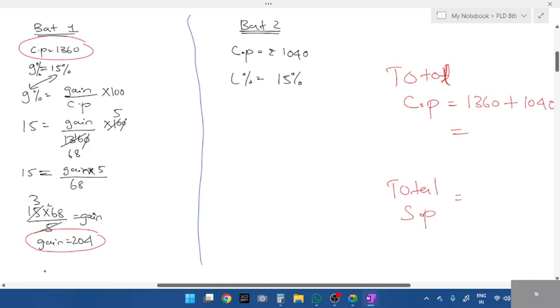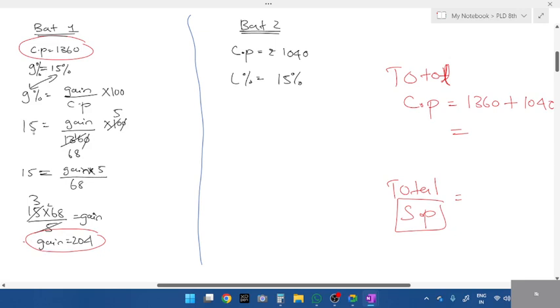Which one? Okay, you calculated for bat 2 also. 156. Okay, first one, did you complete? Bat 1, Andrea, done? See, now we don't need gain, I don't need cost price, students. What are we supposed to calculate? Total selling price. For that, I need the selling price for the first bat, right?